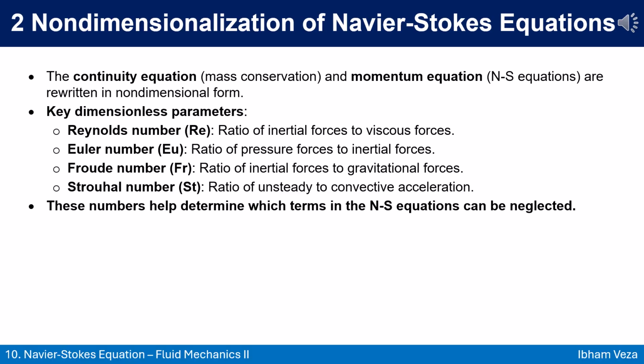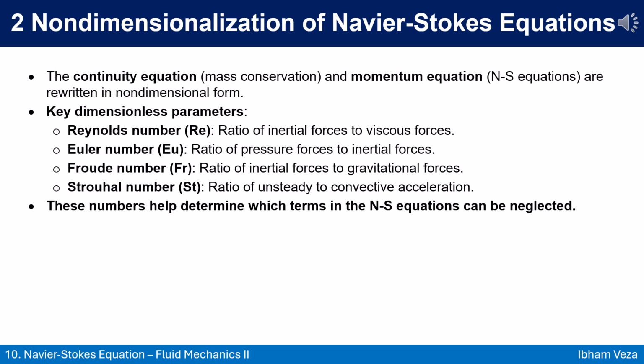Reynolds number compares inertia to viscosity. Dominate inertia and you can ignore viscous terms. Euler number tells you whether pressure or inertia drives the motion. Froude number compares how gravity stacks up against inertia, key for open channel and wave flows. Strouhal number shows how important unsteadiness is compared to convective acceleration, vital for oscillating flows.